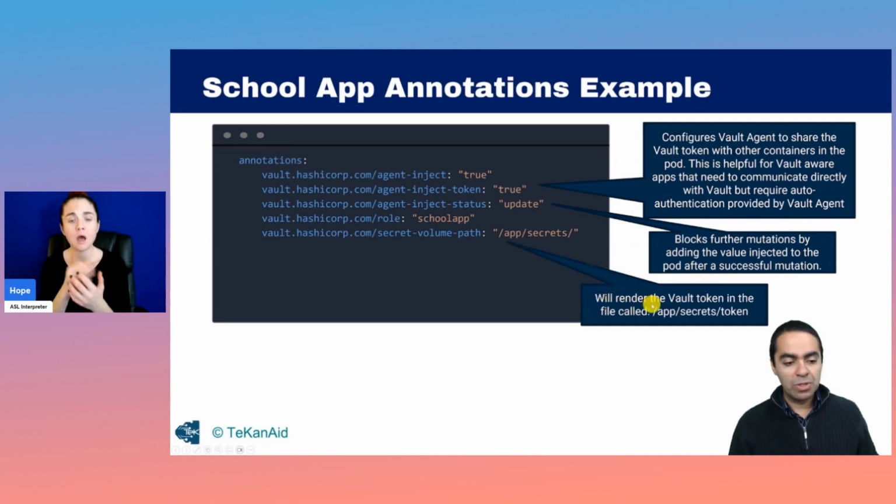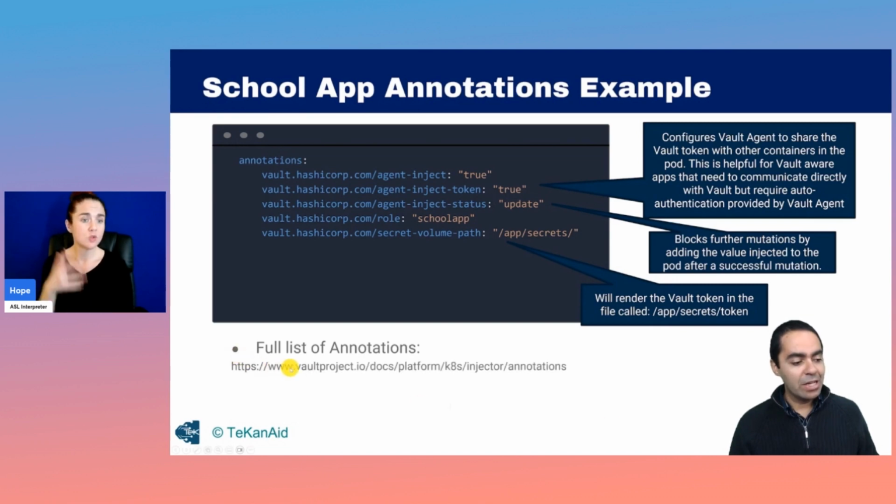And here's where we render the Vault token in this particular path, app secrets, under the file called token, and we'll see it in the demo. The role we're using here is called school app. If you want a full list of annotations, you can go to this particular URL to see all the available options for you.